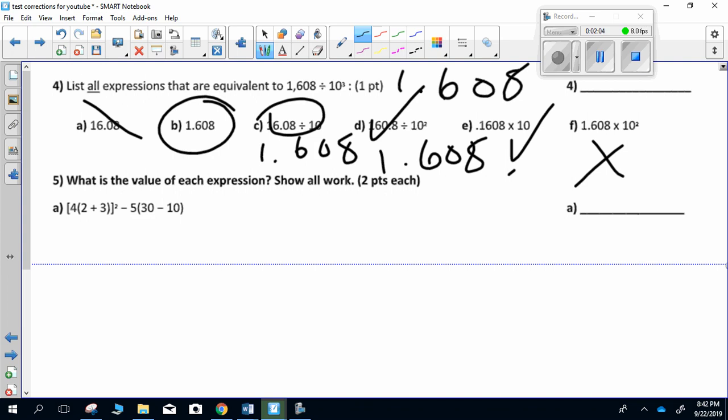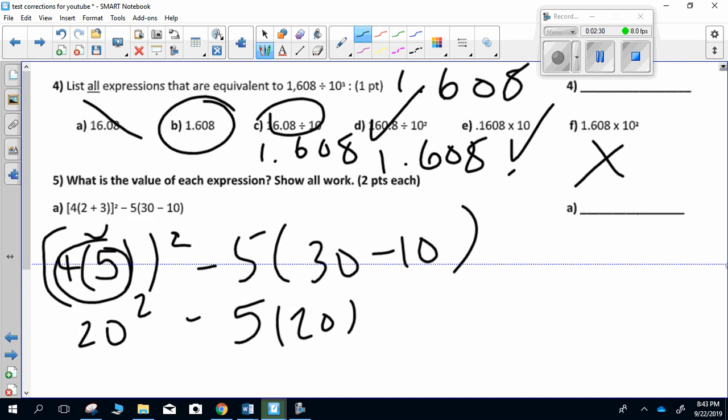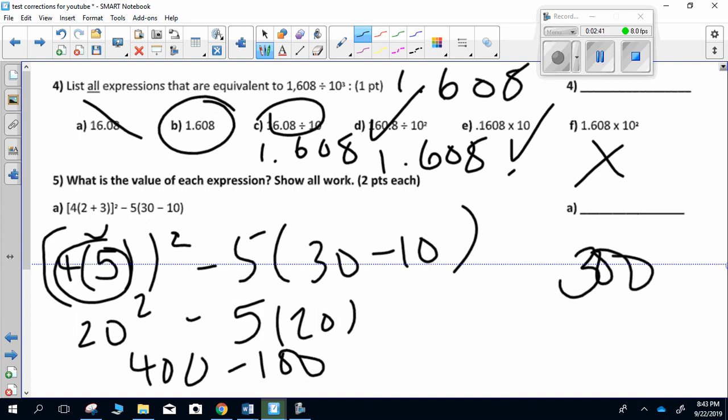Next one, order of operations. Remember, when following an order of operations problem, you need to start at the inside and work your way out. So I'm going to start here with 2 plus 3. That, of course, is 5. Bring everything else down. Okay, continuing in my parentheses. 5 times 4 is 20. 30 minus 10 is also 20. 20 squared is 400, minus 5 times 20, which is 100. So my answer is 300.